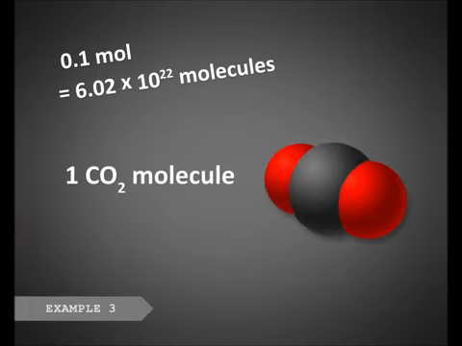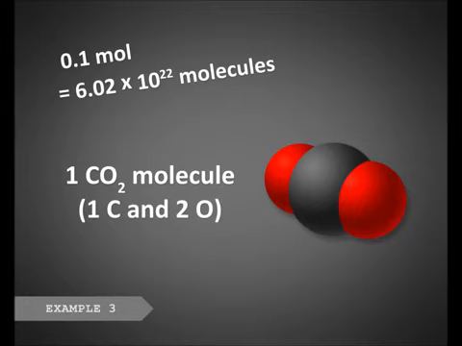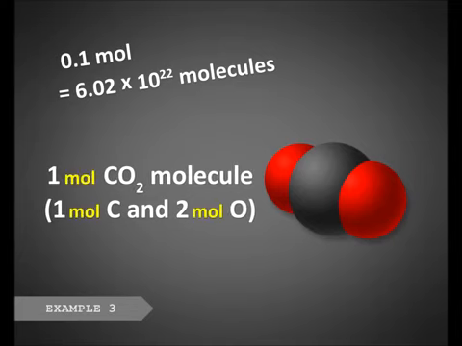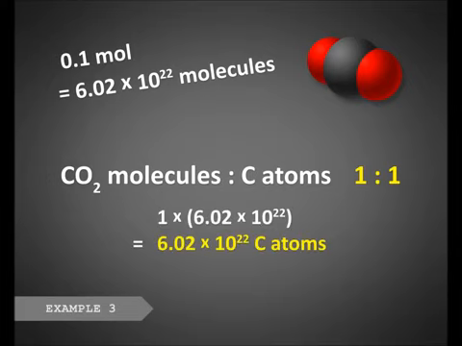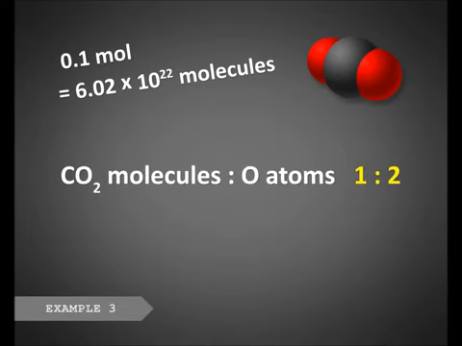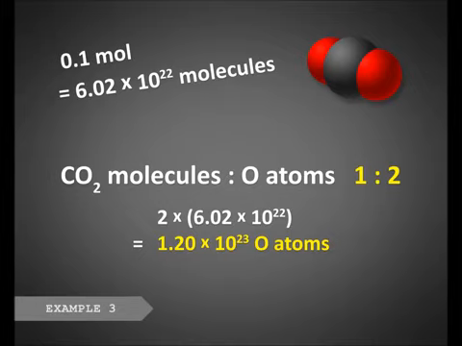For each molecule of CO2, there are 1 carbon atom and 2 oxygen atoms. So 1 mole of CO2 molecules gives 1 mole of carbon atoms and 2 moles of oxygen atoms. Given the atom-to-molecule ratio, there should be just as many carbon atoms as there are carbon dioxide molecules. The number of carbon atoms is 6.02 times 10 to the 22. And there are twice as many oxygen atoms as there are carbon dioxide molecules. The number of oxygen atoms is 1.2 times 10 to the 23.